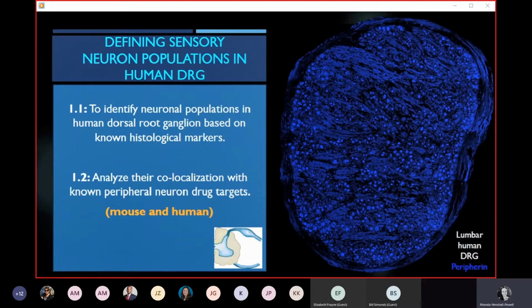And then the second part was to analyze their co-localization with known peripheral neuron drug targets. We've done about 30 targets now that Ted and the people at Merck compiled a giant list of these. Most of these were of historical classic interest to the pain community, so things like the voltage-gated sodium channels, NaV 1.7 and NaV 1.8, as well as the TRP channels, so TRPV1 as well as TRPA1, and then some more recently identified peripheral neuron drug targets that show promise in the preclinical field. We wanted to know what their expression pattern looked like in humans. So we've done a lot of these studies and this comparison in both mouse and human DRG now.